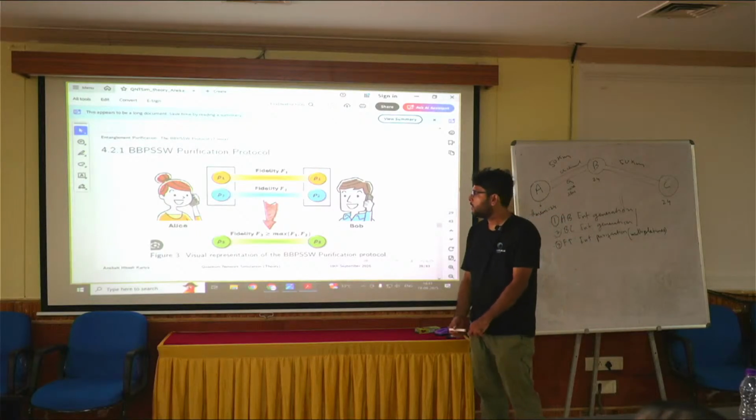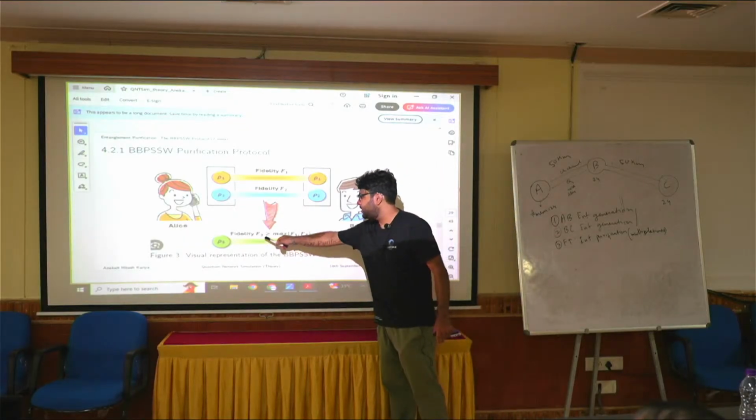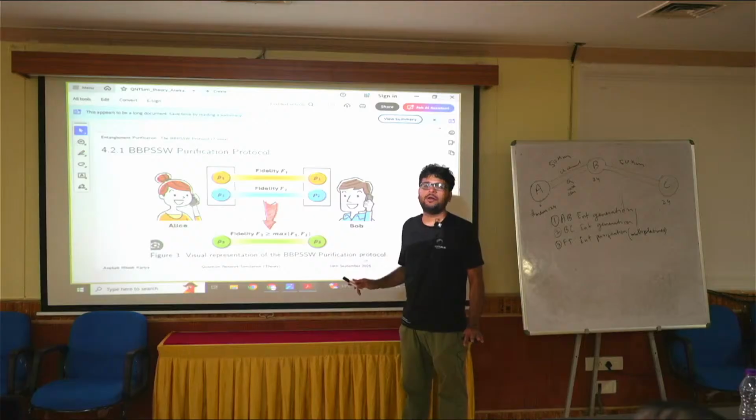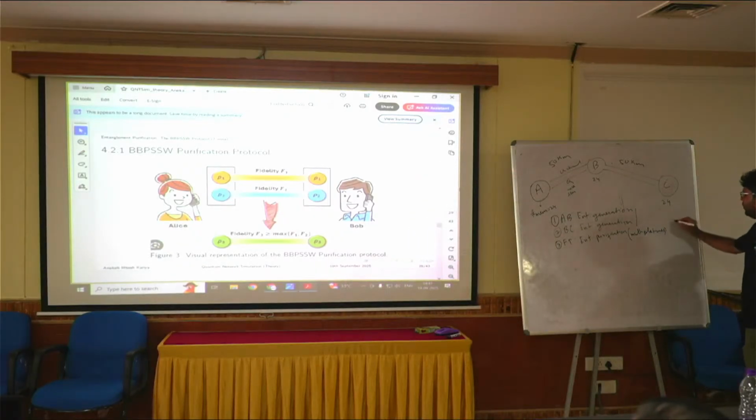One thing I have to tell is that this is just to tell you that F3 is greater than F1, F2. The actual protocol only requires the same fidelity. So the 0.7, 0.7 is F1, F2 here. What I'm trying to show in that picture is that your F3, which is the new pair, would be greater than the max of these two, first thing.